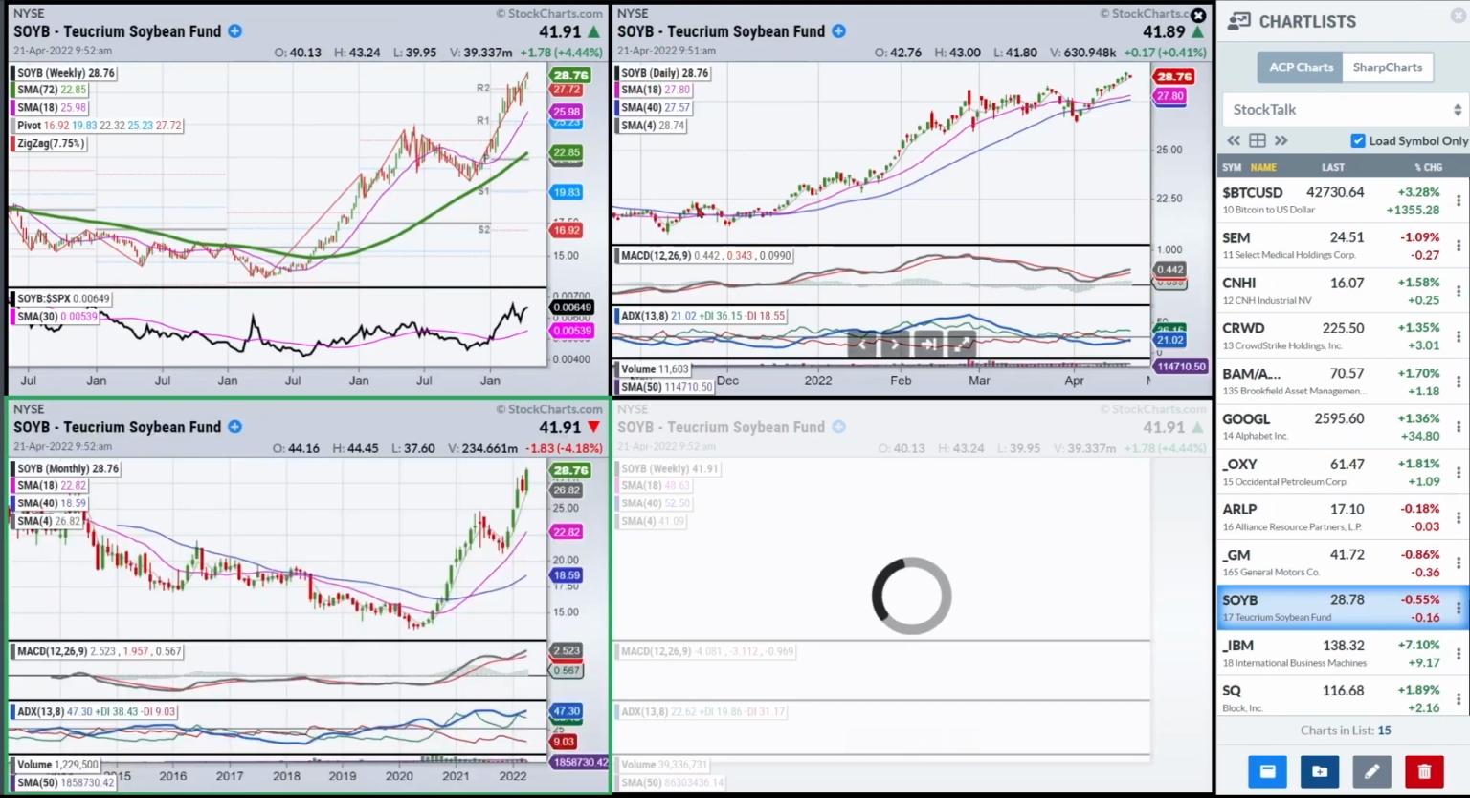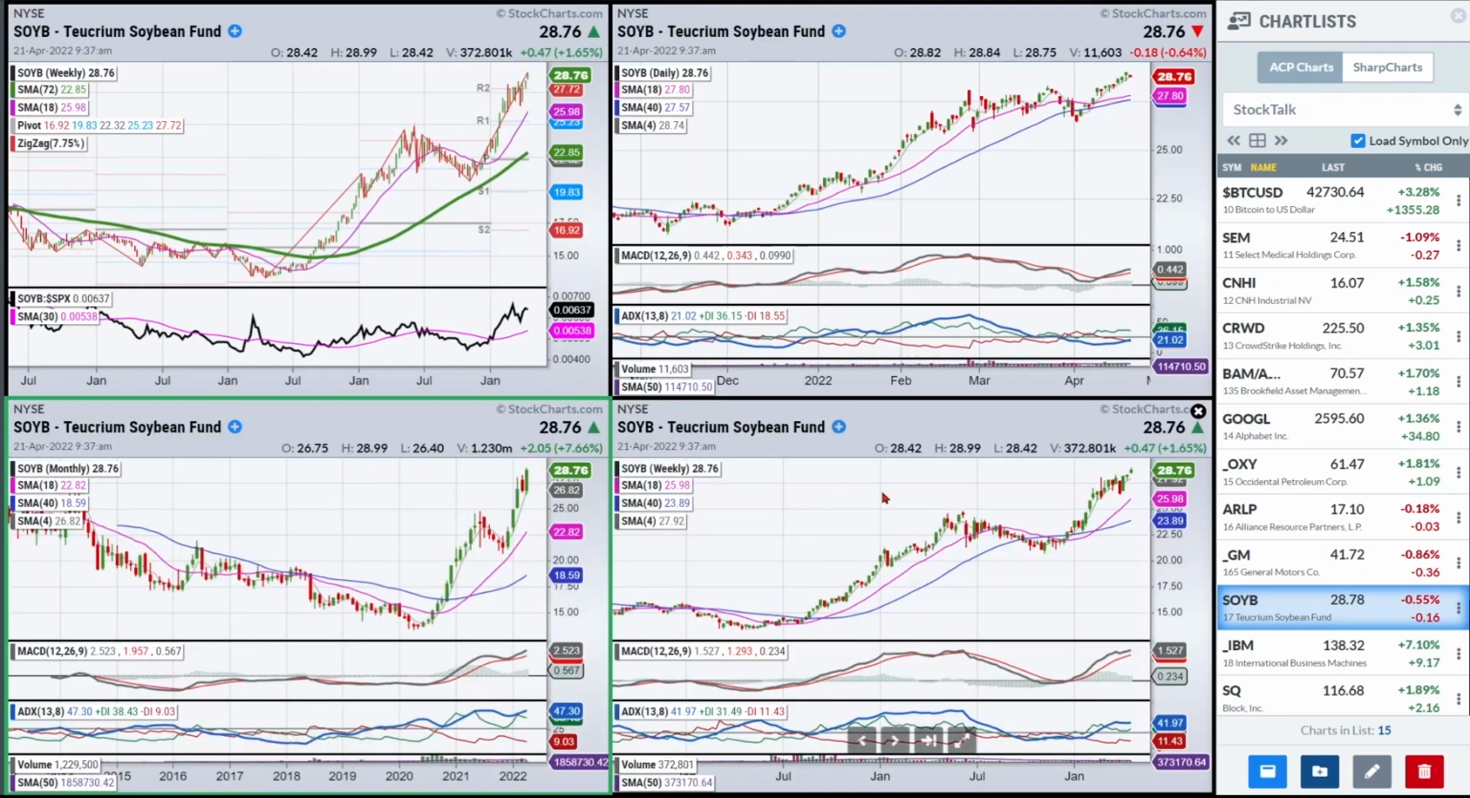Let's look at the soybean chart. I've had some questions about this as well, and I wanted to bring this up this week, and it's pretty crazy. One of the things I wanted to talk about is what I do, and if you've read my book, this pattern is literally right out of my book.